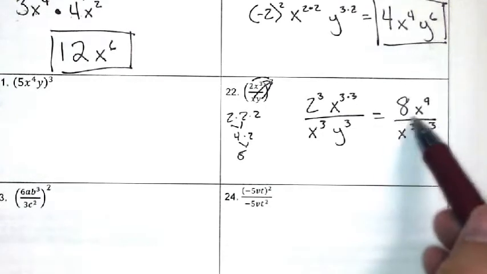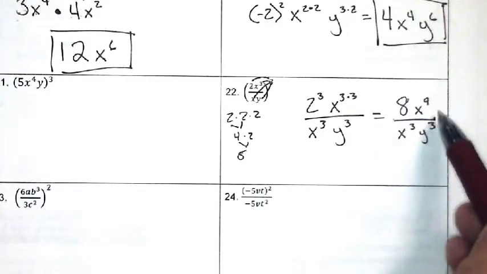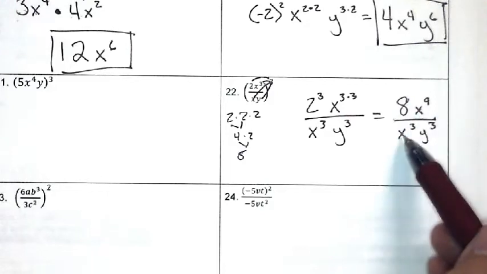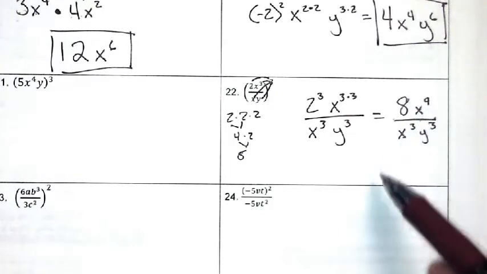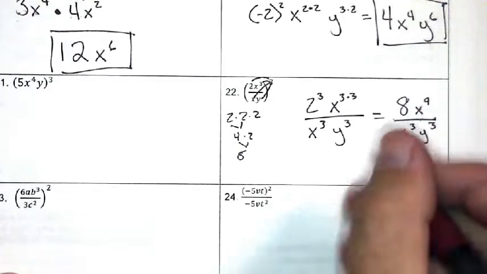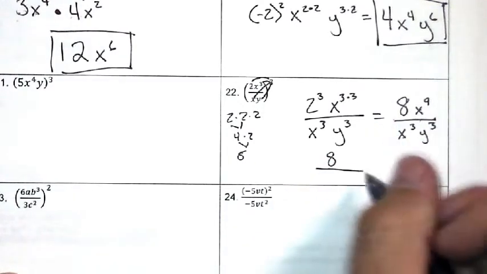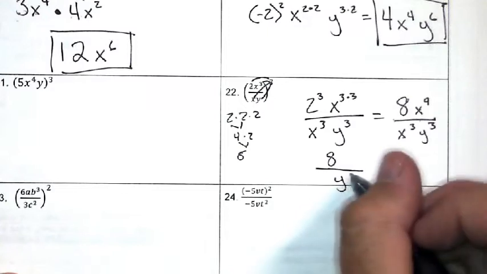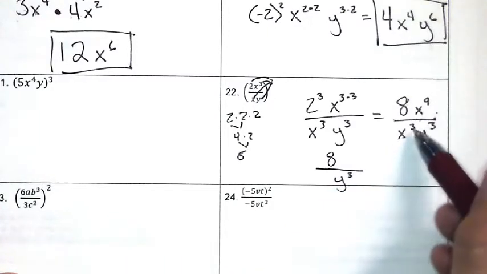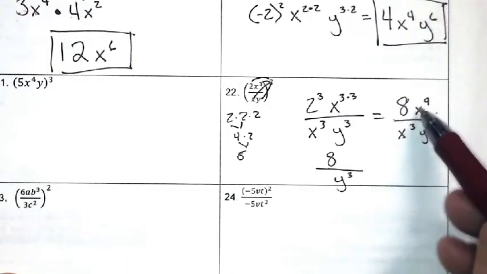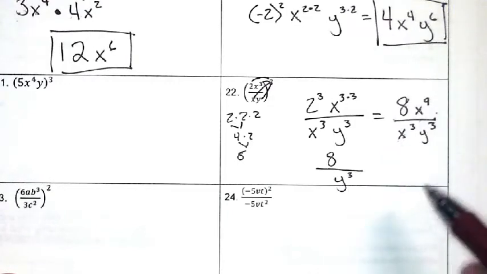Now, I can rewrite this already. 8 over, because 8's not going anywhere. The y is not going anywhere because there's no other y to compare with. So I look at the x. Is the x going to go in the numerator or the denominator? The numerator, because I have more of them in the numerator. Then I just find the difference. What's 9 minus 3? 6.